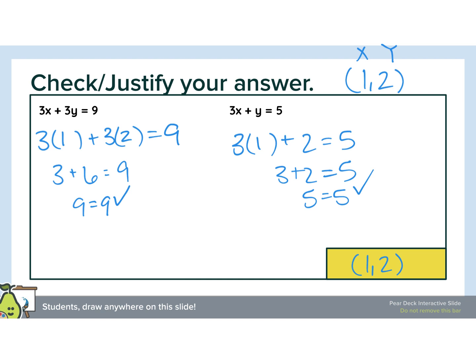Now you're going to do a few practice problems on your own to see if you understand how to use this strategy.